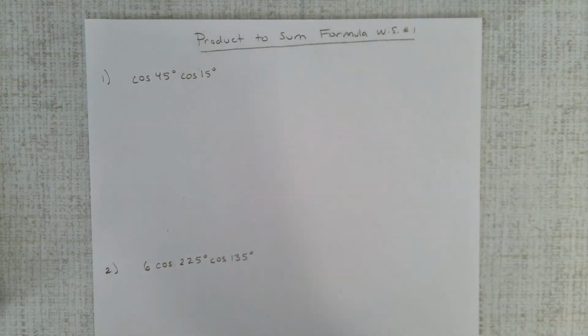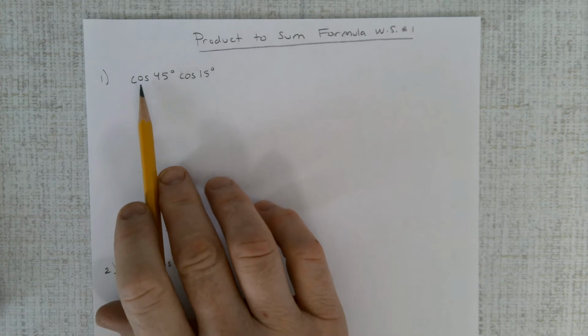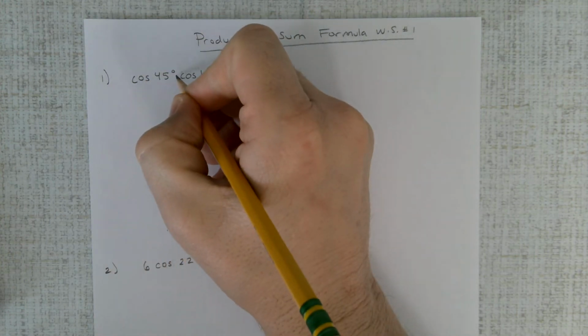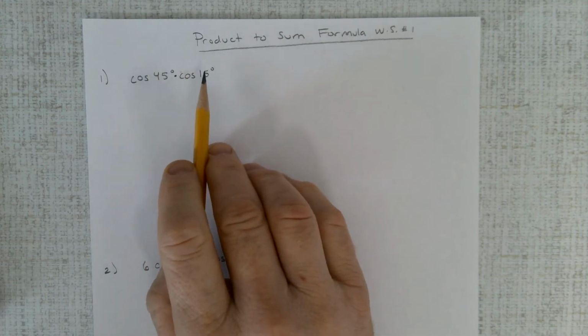I'm going to do questions 1 and 2 with you. We have product of sum formula, worksheet number 1. Problem says cosine of 45 times cosine of 15. Well, I know this, but I don't know this.